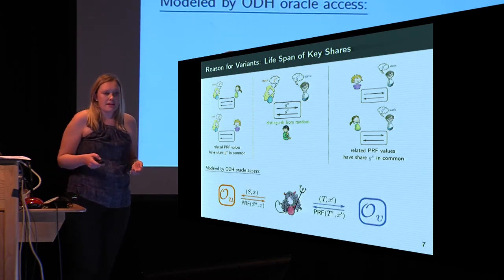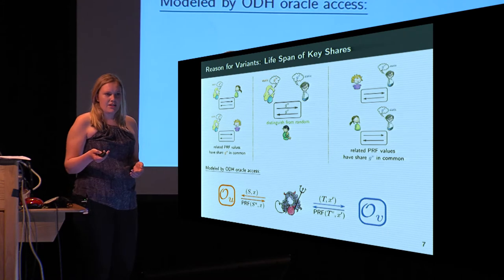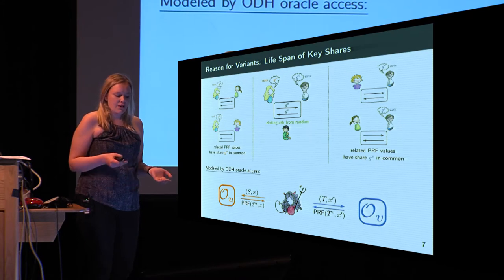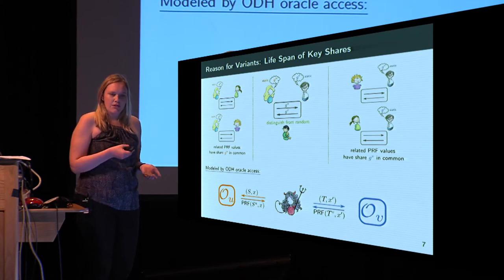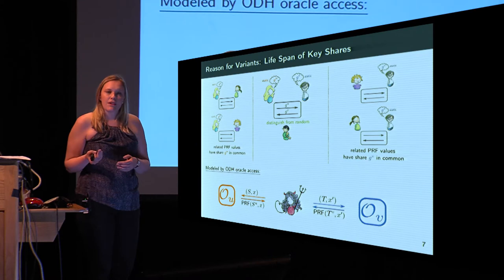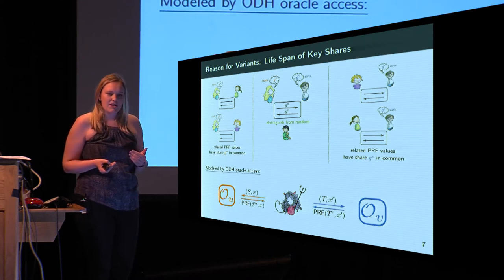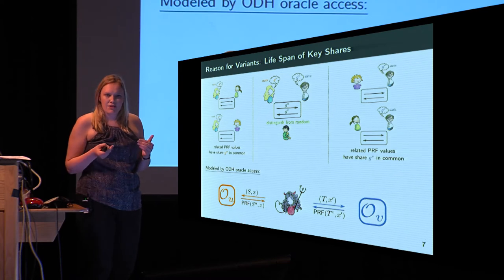And we model this when we talk about the PRF-ODH assumption. We model the situation by giving the adversary access to these ODH oracles. So one for the OU oracle for the g^u case, and the OV oracle for the g^v case, right? So this models the situation that the adversary can learn these related keys.